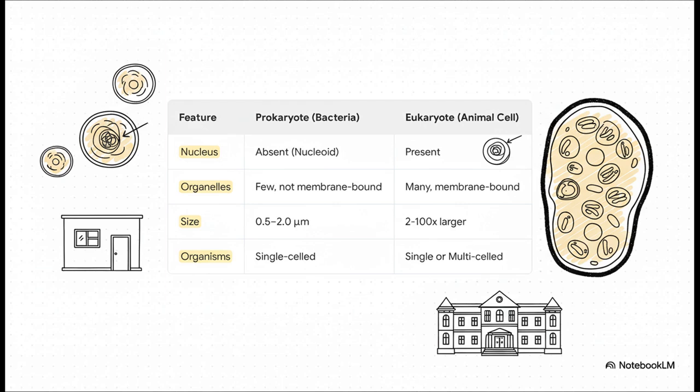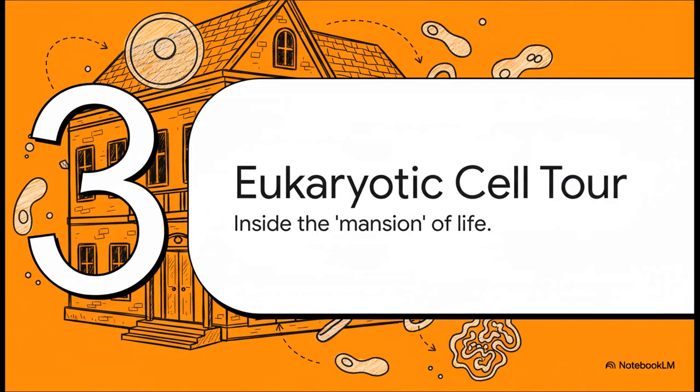The biggest deal, the absolute game changer, is that membrane-bound nucleus. Eukaryotes have it, prokaryotes don't. Period. Eukaryotes also have a ton of other membrane-bound compartments, these organelles, while prokaryotes keep things much simpler. And the size difference? Whoa, it's not even close. We're talking the difference between a tiny studio apartment and a massive mansion. Since we humans are eukaryotes, let's go ahead and take a tour of that mansion, the complex eukaryotic cell.